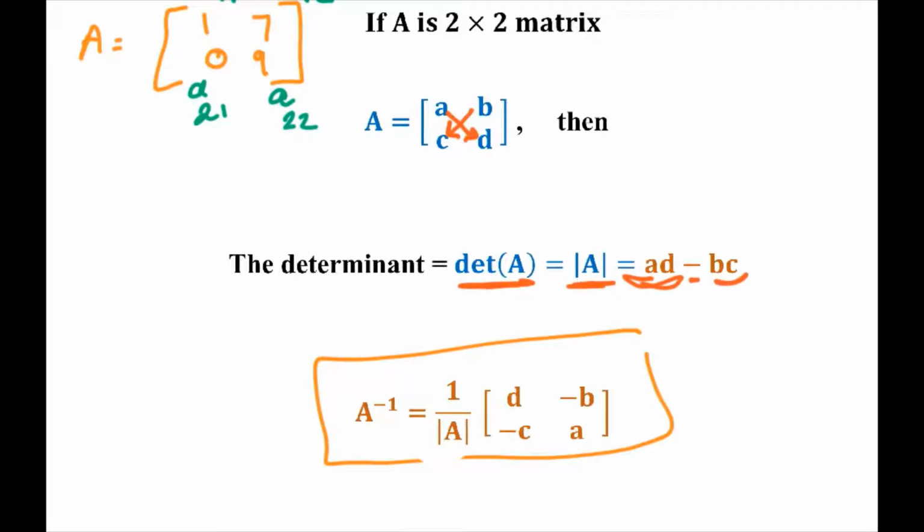If you found the determinant, then you will multiply 1 over the determinant by a new matrix. What is the new matrix? It basically comes from switching the positions of A and D. So D is going to come here and A is going to come there, and only changing the signs of C and B, not switching their positions.